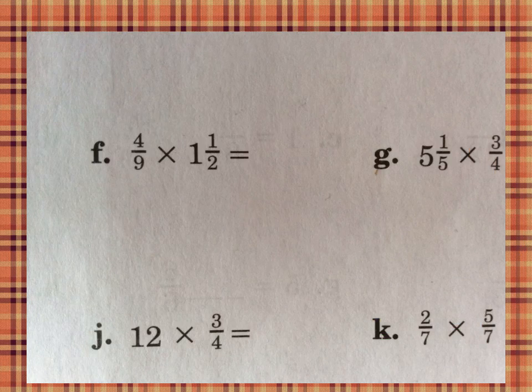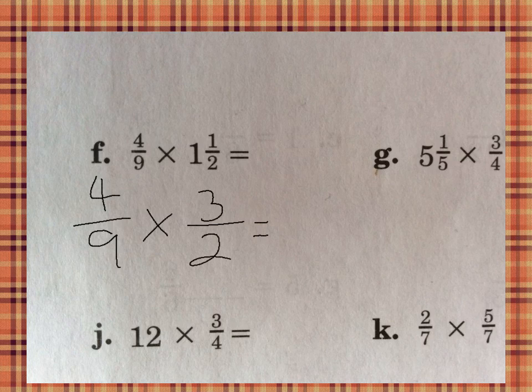F. We'll bring down the 4/9 times 1 times 2 plus 1. That'll give us 3 over, and we'll keep our denominator as 2. 4 times 3 is 12. 9 times 2 is 18. I'm going to back up. I didn't cross cancel. And because of that, if I were to continue with this, well, 12 and 18, 6 goes into both. So I'd still have to reduce here.